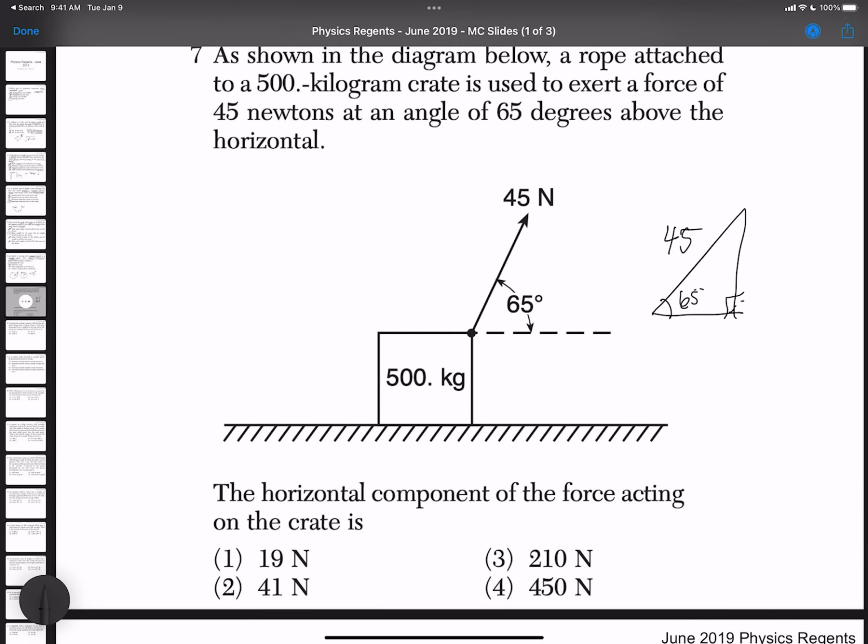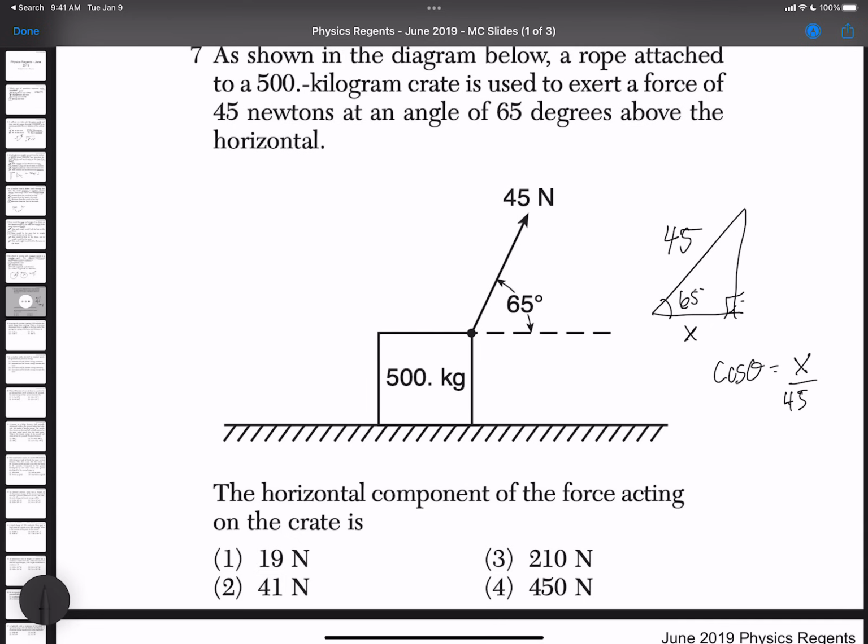Now, we want to figure out the horizontal component, which means we are looking for the x component here. If we look at our trig ratios, and we can refer to the reference table on page number 5, we see that we need to use the cosine of the angle is going to be the component we're looking for divided by the hypotenuse.